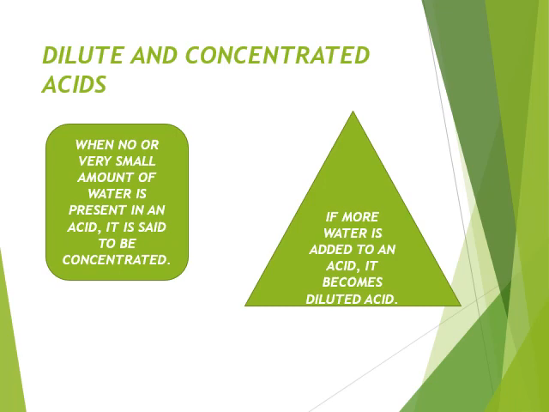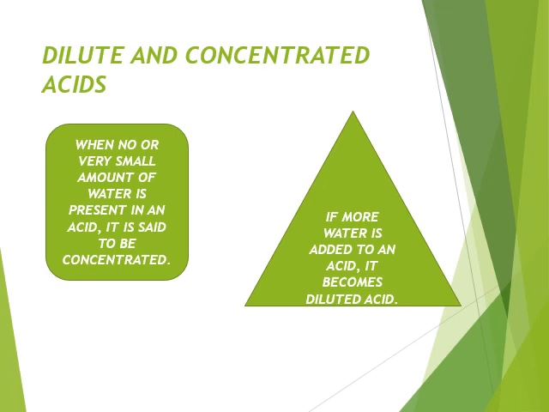For example, hydrogen chloride is a colorless gas, and when it is dissolved in water, it forms hydrochloric acid, HCl. And if you dissolve a large quantity of hydrogen chloride gas in a small amount of water, what will you get? You will get a concentrated hydrochloric acid. But if you dissolve a small quantity of the gas in large amount of water, you will get a dilute hydrochloric acid. So this is the example of a mineral acid.